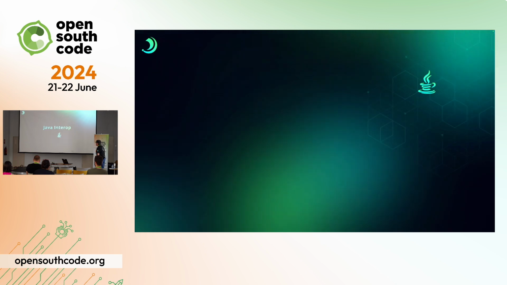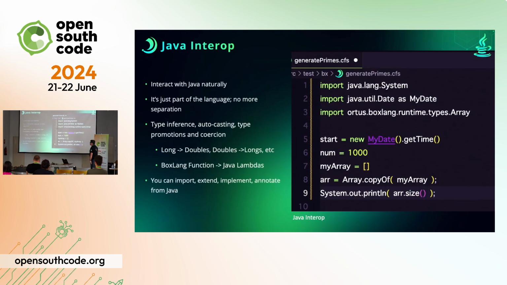Okay. So the Java interop was really important for us. This was so Java developers can interact naturally, right? Not just basically lose everything they've learned. So it's part of the language, right? There's no separation here. We do the inference and the casting for you. But you can also import Java classes just like you're used to. You import, for example, java.lang.System. You can even give them aliases.